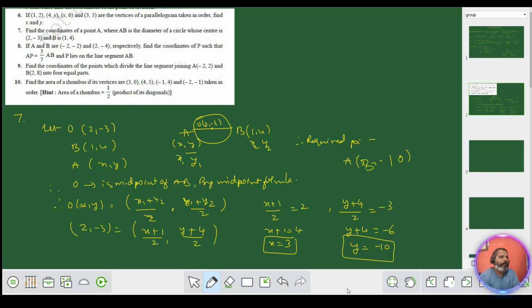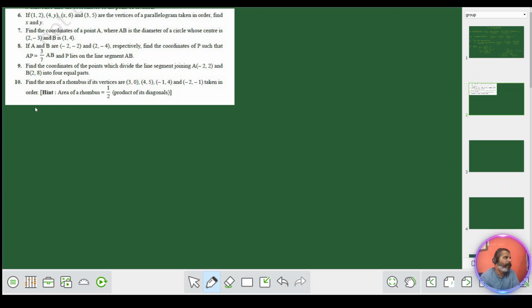We'll move to the next question. Eighth one. If A, B are minus 2 comma minus 2, B will be 2 comma minus 4. Find the coordinates of P such that AP is equal to 3 by 7 of AB. P lies on the line segment AB.